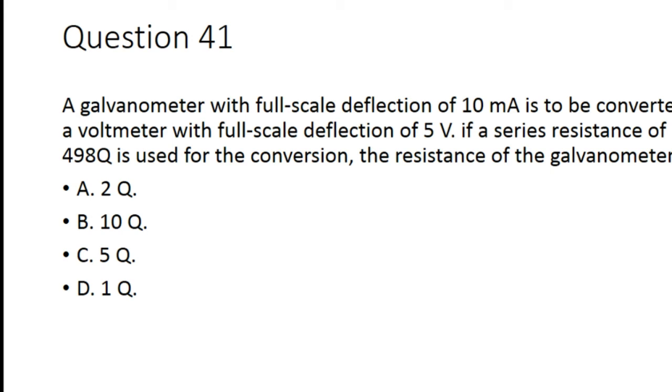41. A galvanometer with full-scale deflection of 10 is to be converted to a voltmeter with full-scale deflection of 5 volts. If a series resistance of 498 ohms is used for the conversion, the resistance of the galvanometer is A. 2 ohms, B. 10 ohms, C. 5 ohms, D. 1 ohm. The correct option here is option A.